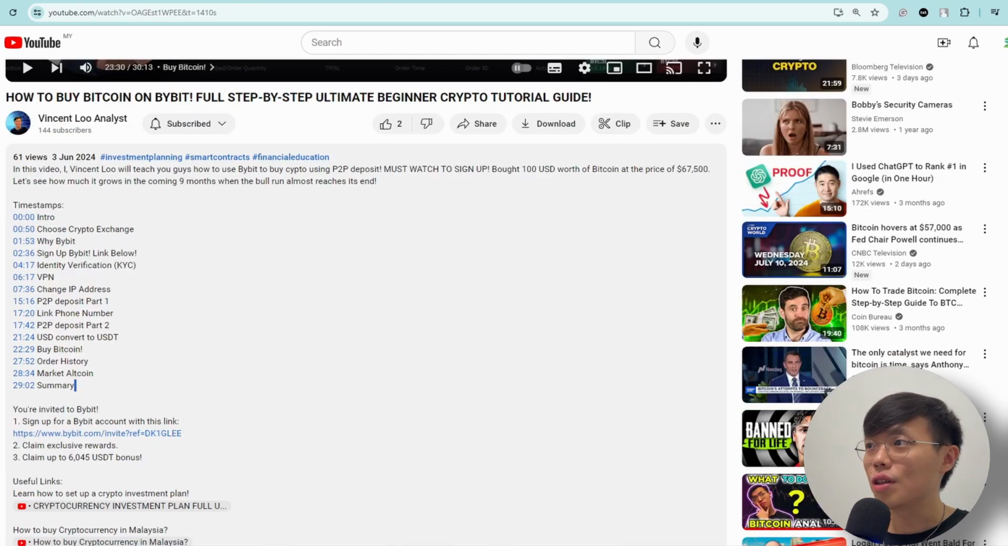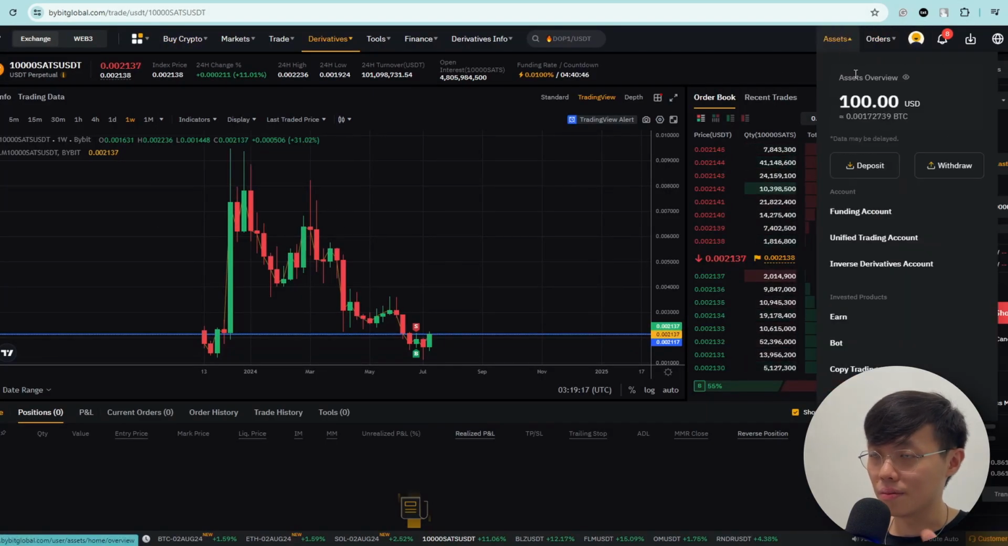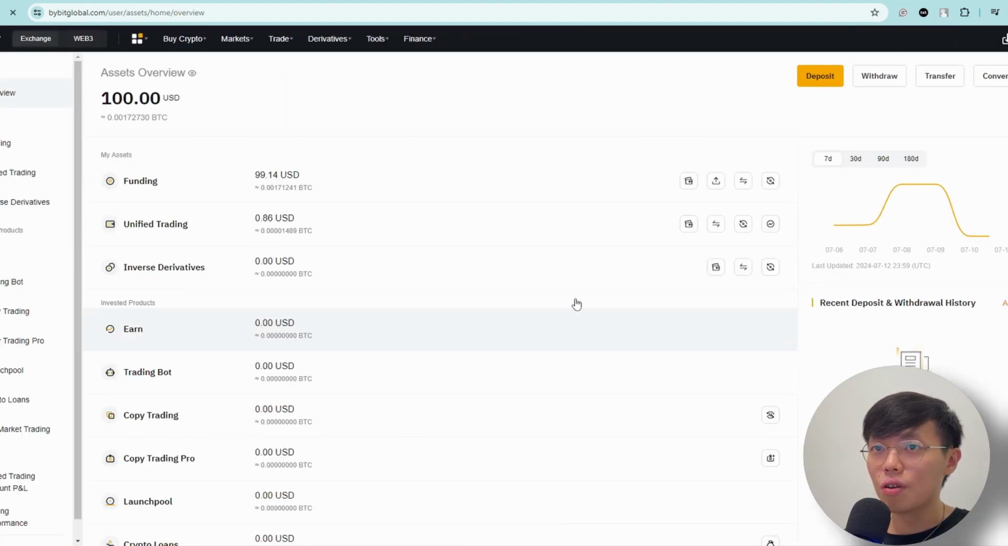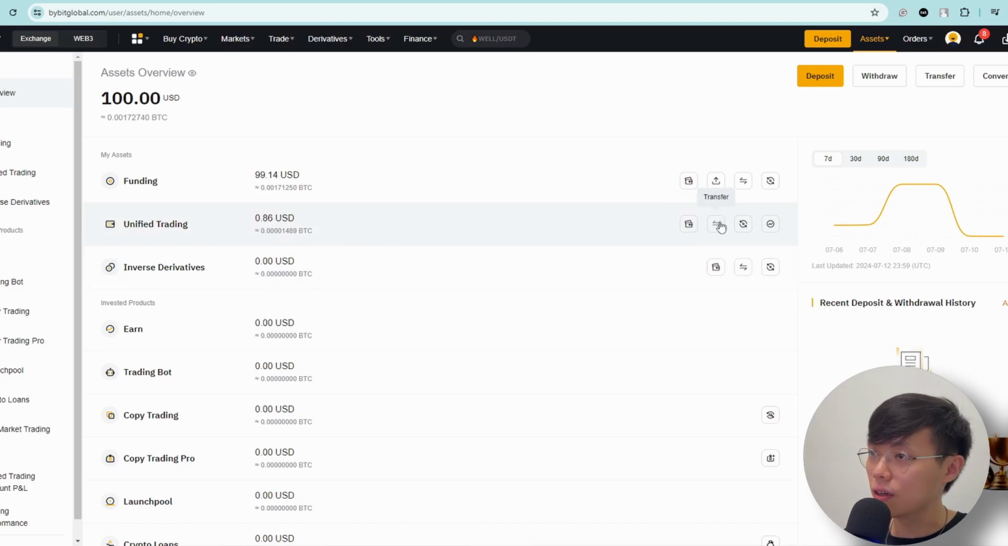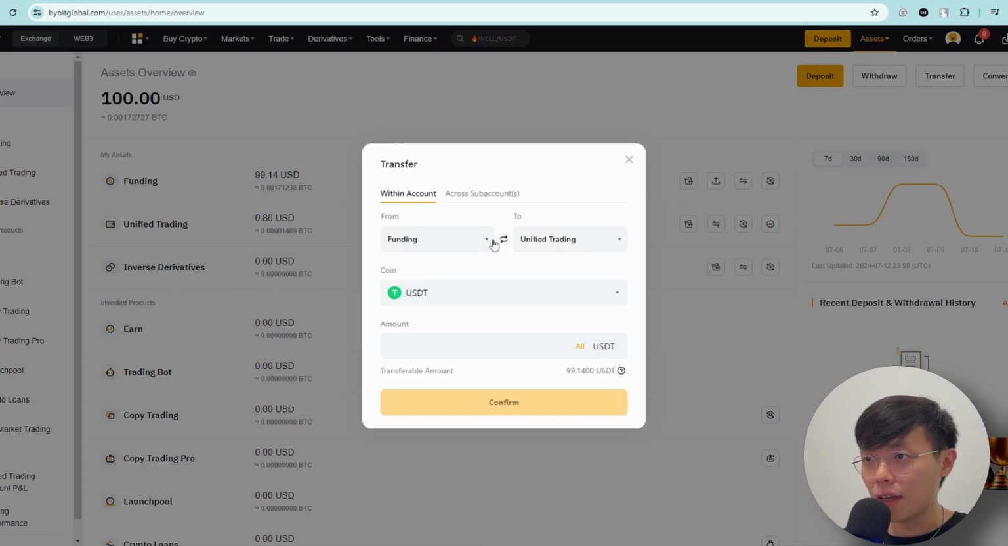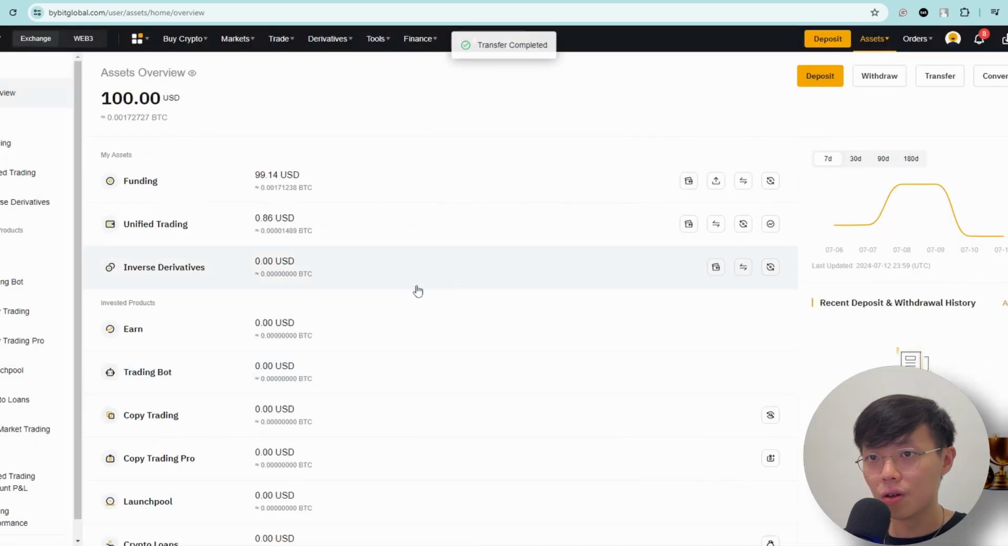So after you deposit some USDT through P2P, this is where your assets overview will show some USD. Right now, if you go to asset overview, you have the money after you deposited from P2P trading in the previous video. Then you want to transfer the money from funding to unified trading, so that we can trade in the perpetual trading. All you have to do is press this transfer, from funding to unified trading, and press all. And there we go. Now all the money will go to this unified trading.